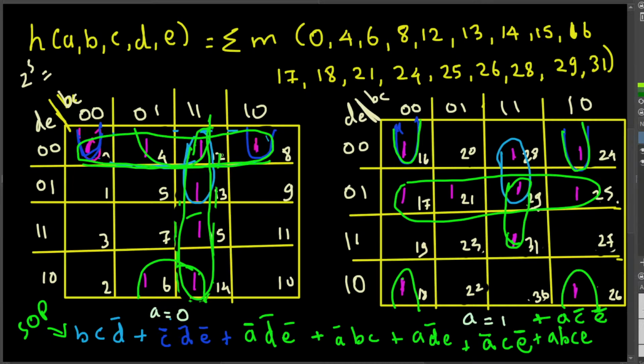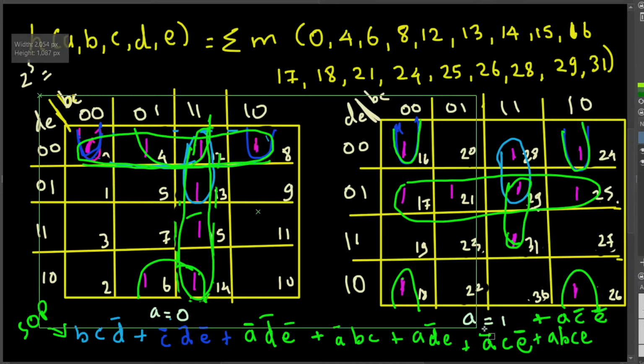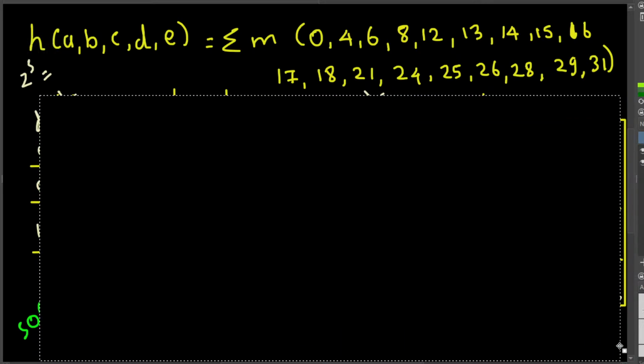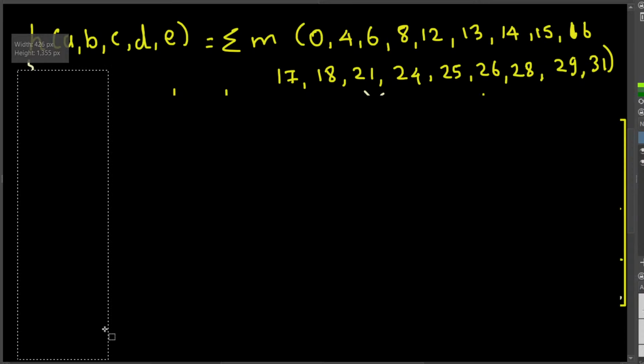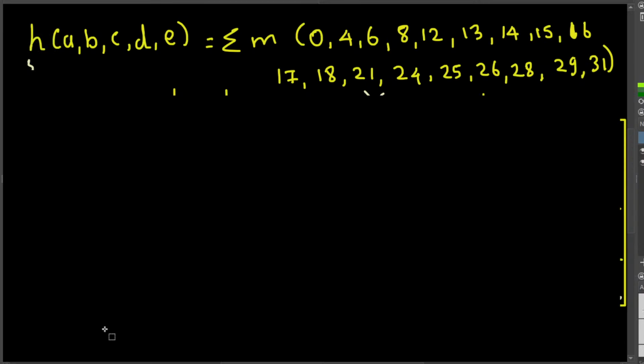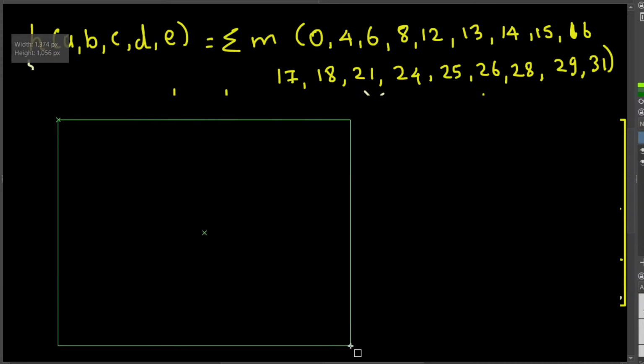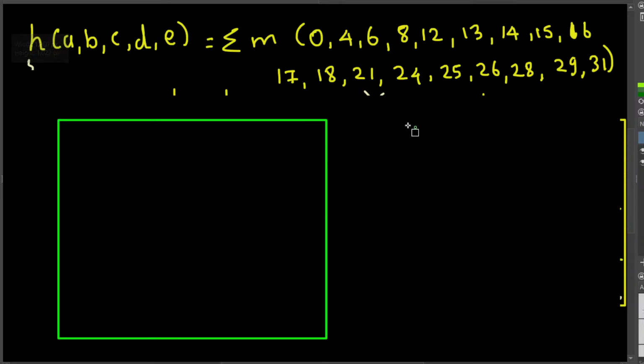So this is a 5 input KMap. I drew two 4 input KMaps for this. But in some books they actually write the whole thing in one KMap. How to do that? Let me erase this one and I'll show you. You can actually write the whole thing in one 4 input KMap. This is how it's going to look.